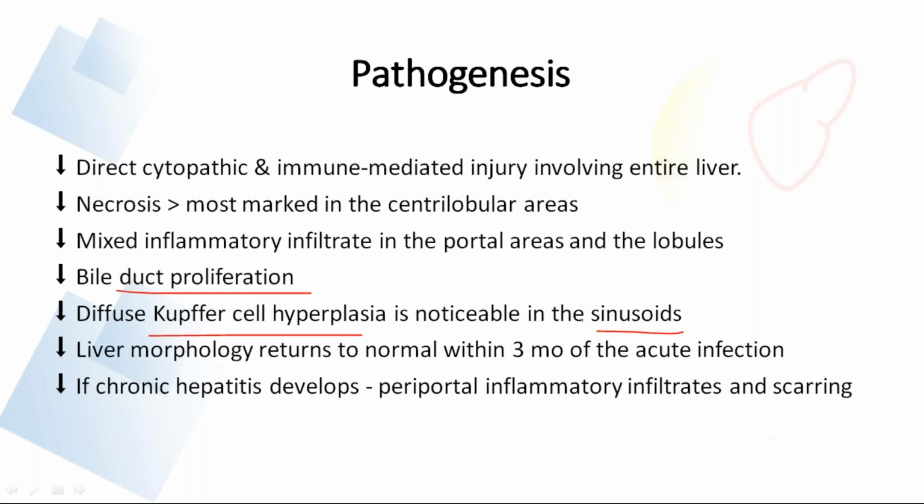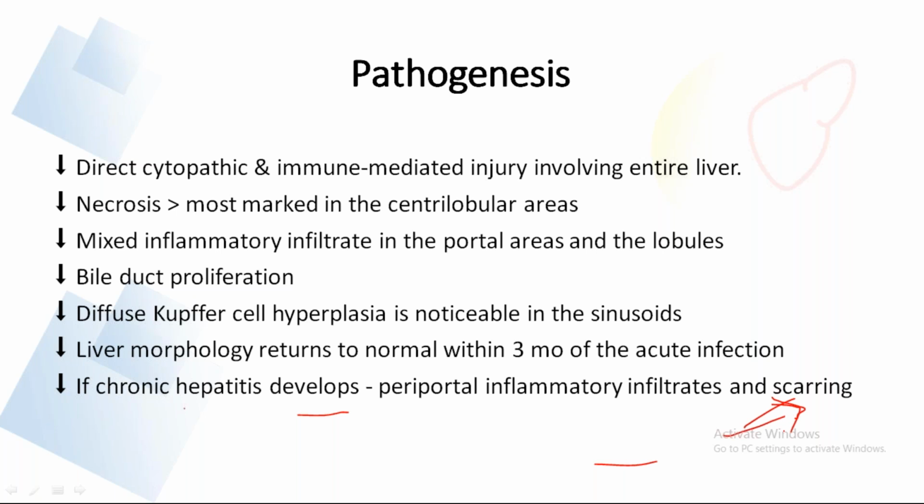But whatever has occurred, usually the pathology returns to normal in 3 to 6 months, unless it goes into chronicity. Only when it goes to chronic hepatitis does the periportal infiltrate continue to grow and ultimately lead to what is called scarring, that is cirrhosis.